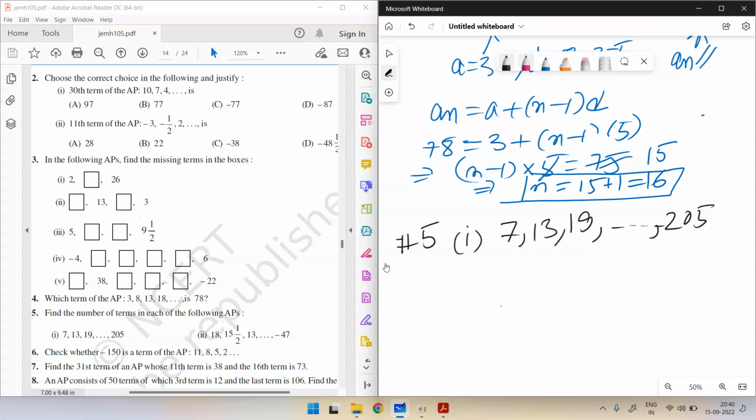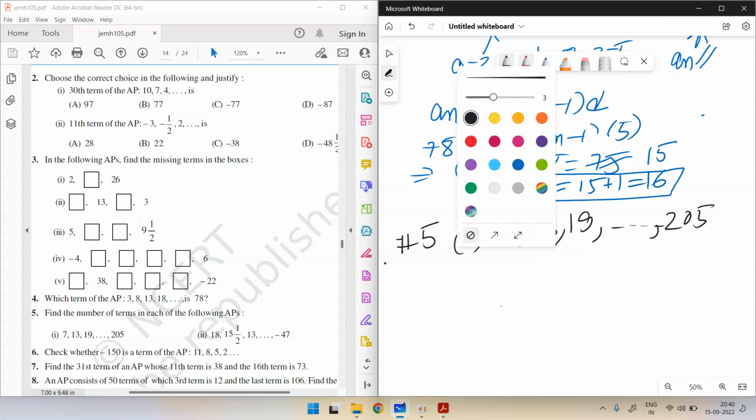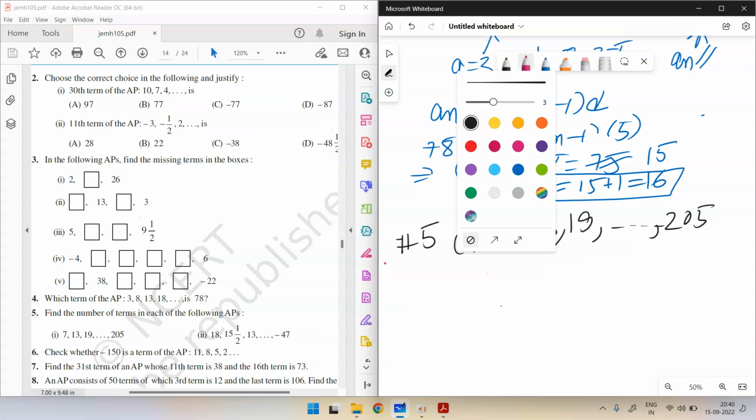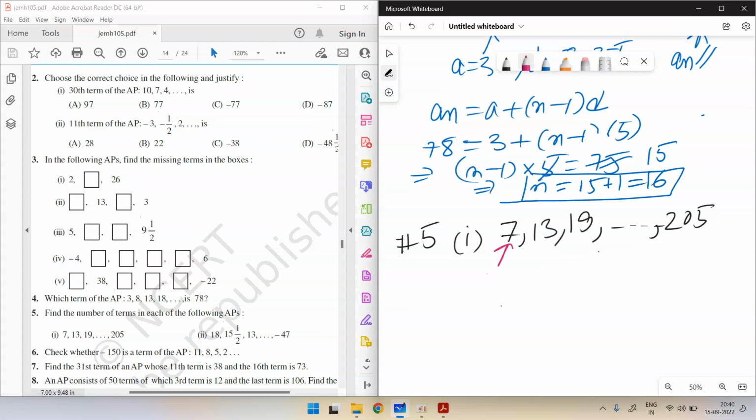So what you are given is that this is your first term, so the value of a is 7, and the common difference d is 13 minus 7, which is nothing but 6. And 205 is the nth term, and what you need to find is the number of terms in the series, n equal to 1.